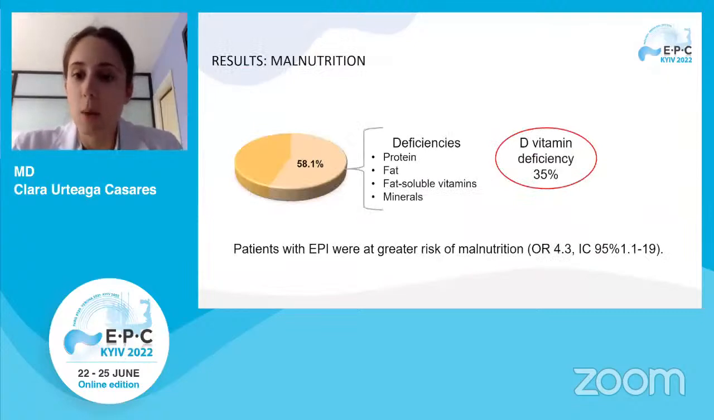However, when we looked at their blood analysis and checked for protein, fat-soluble vitamins or mineral deficiencies, there were 58.1% who had at least one of these deficiencies, being the vitamin deficiency the most prevalent, even if we know it is a very prevalent deficiency in society in general. We also saw that patients with PEI were at greater risk of malnutrition.